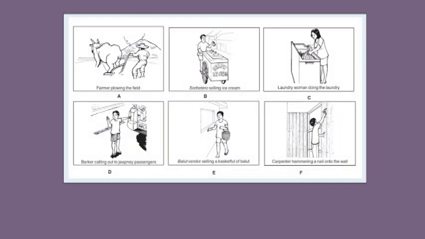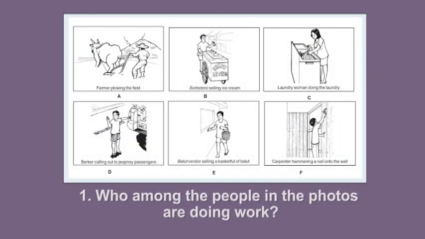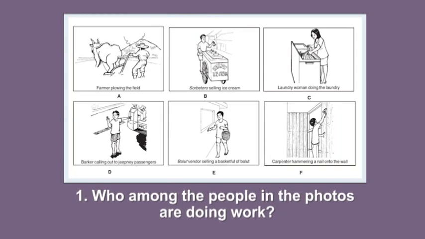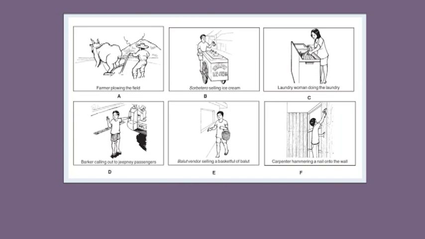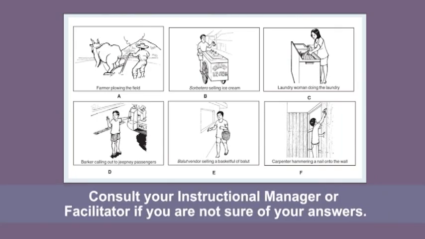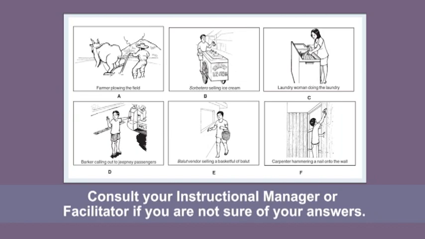Here are a few pictures of some common jobs in a community. Look at them carefully and answer the following questions. Number 1, who among the people in the photos are doing work? Number 2, do your father and mother work? Do you work? Why do you say so? The answers to this activity may vary. Just consult your instructional manager or facilitator if you are not sure of your answers.